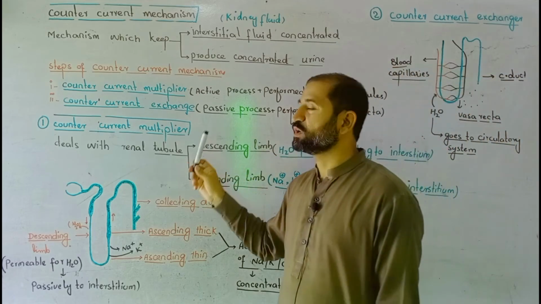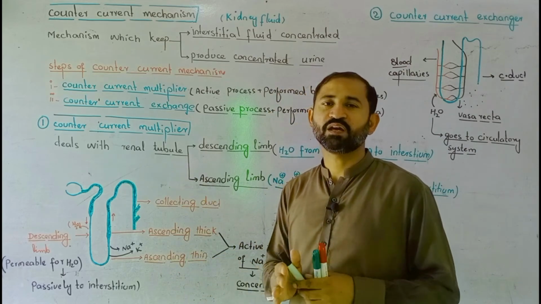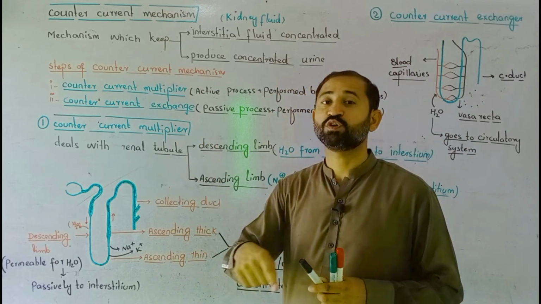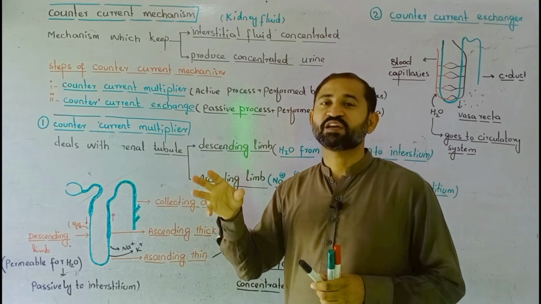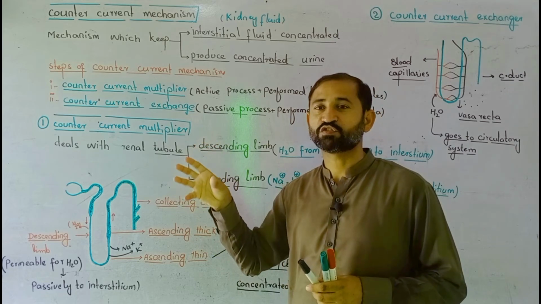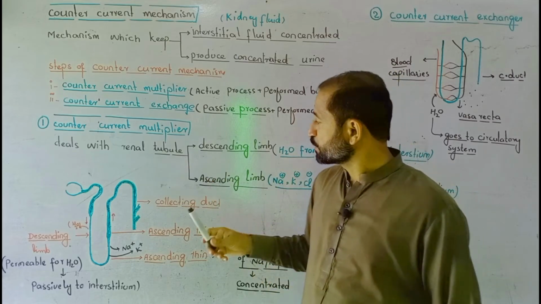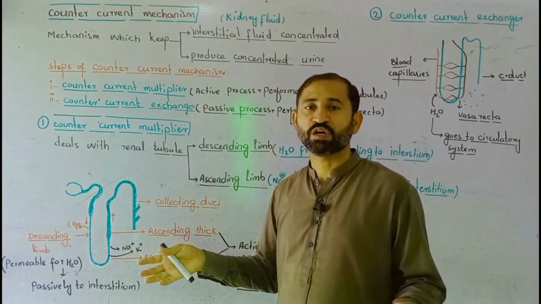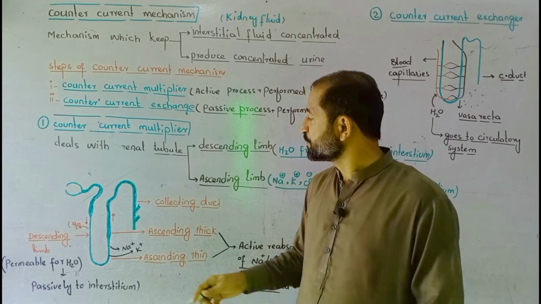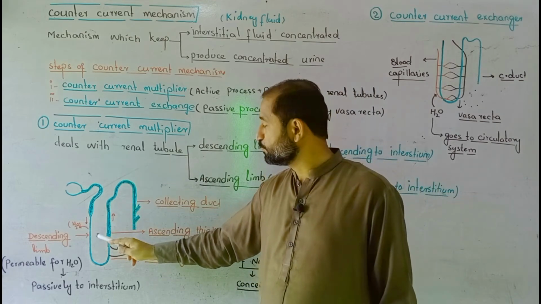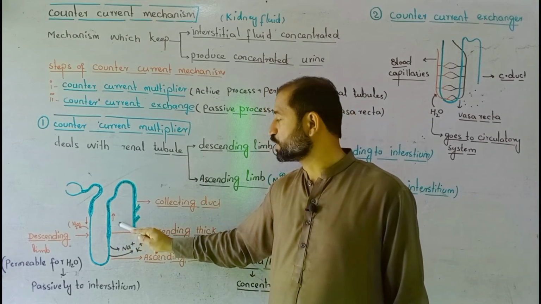Number one, countercurrent multiplier. The function of the countercurrent multiplier is to make the interstitial fluid more concentrated. It means that this process has to add salts into the interstitial fluid. So as we know that the nephron has two limbs, ascending and descending. That one is the descending limb of the renal tubule, and that one is the ascending limb of the renal tubule.